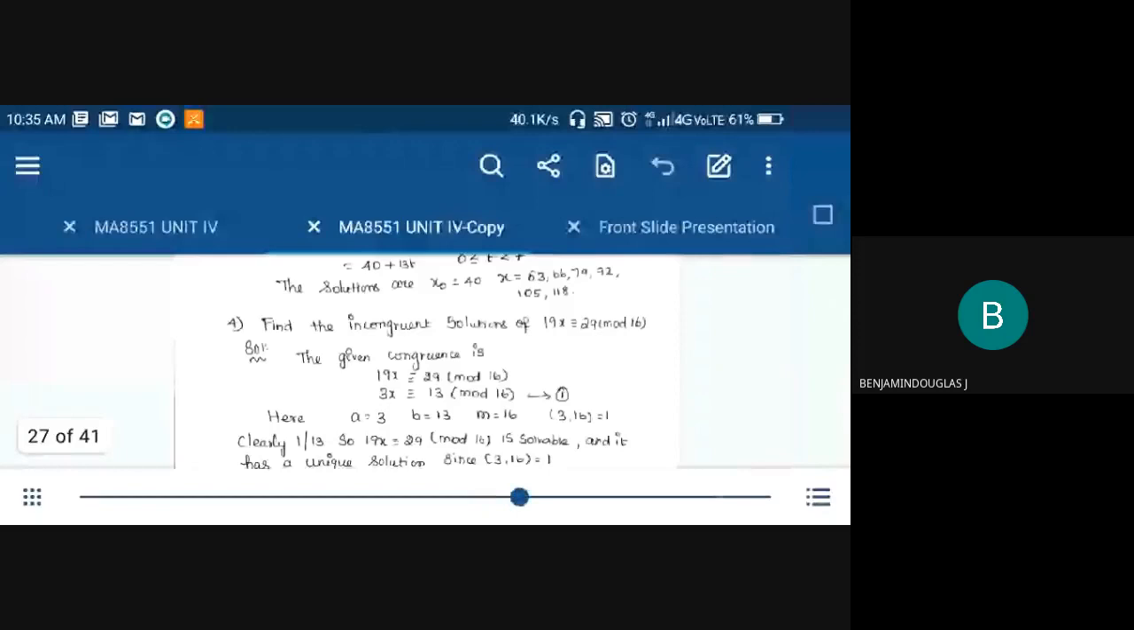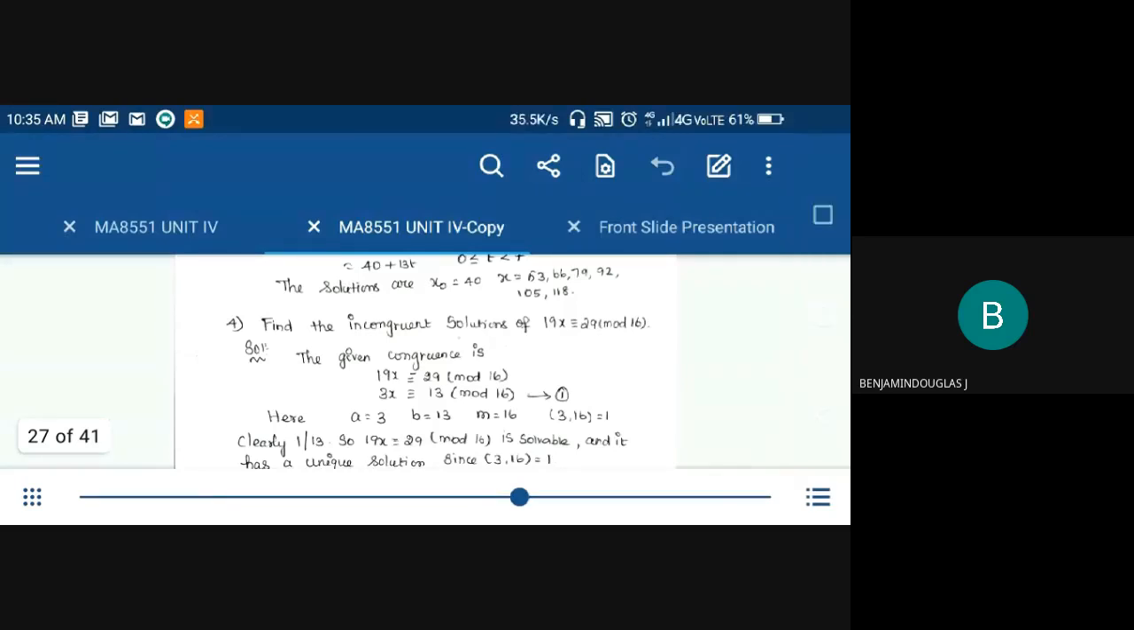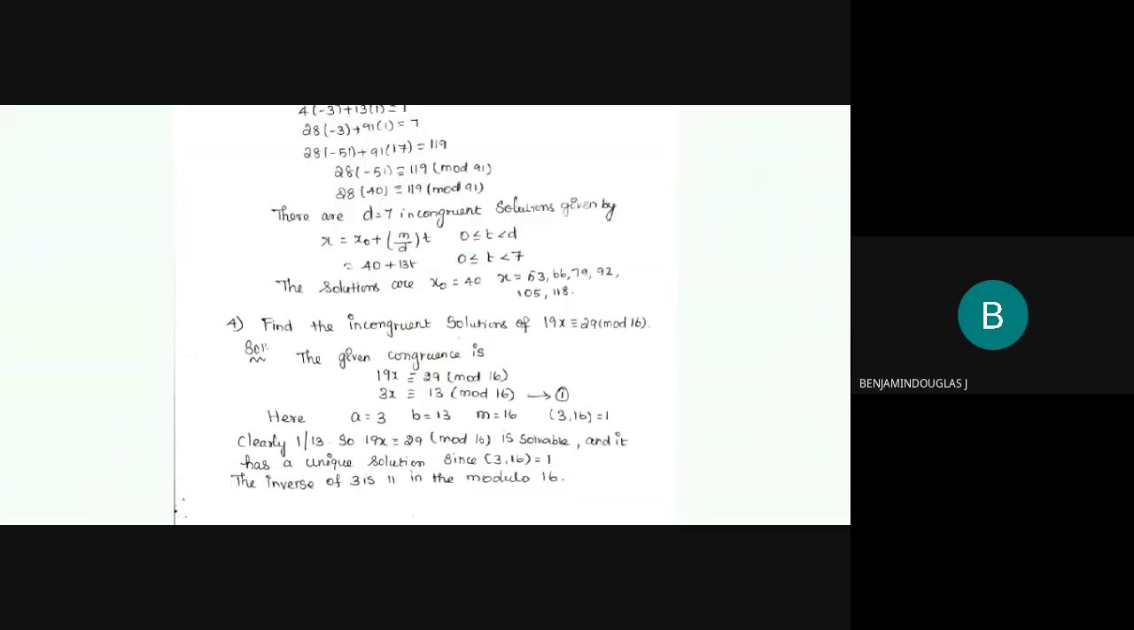Since 19 is congruent to 3 mod 16 and 29 is congruent to 13 under mod 16, 19x congruent to 29 can be reduced into 3x congruent to 13 under mod 16. This will be considered equation 1. Here 3x congruent to 13 mod 16 is compared with ax congruent to b mod m. So here a is equal to 3, b, the right hand side of the linear congruence, is equal to 13, and m is equal to 16.